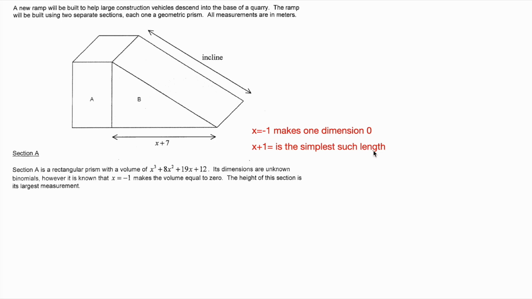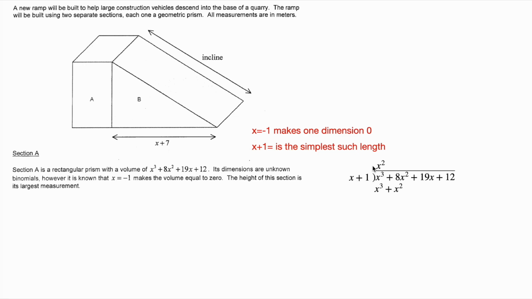It's as simple as such. X is minus 1, you have minus 1 plus 1 is 0. 0 would be one of these dimensions. It makes the volume equal to 0. We divide the volume by the x plus 1 to get the area of whatever base is left.